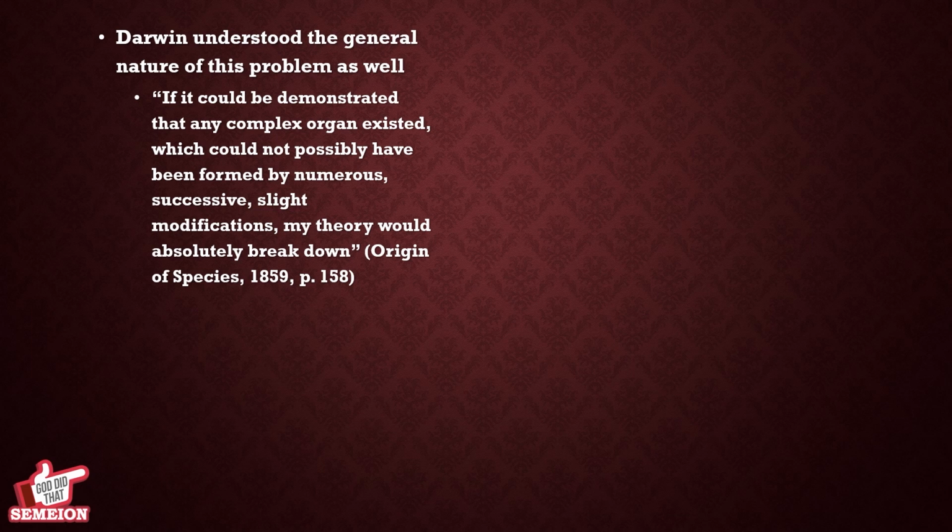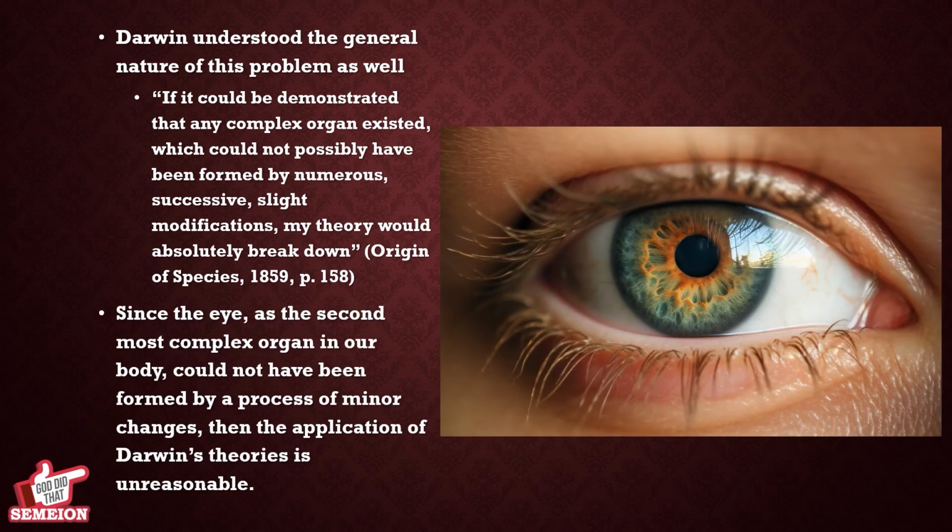Darwin understood the general nature of this problem as well. Quote, "If it could be demonstrated that any complex organ existed which could not possibly have been formed by numerous successive slight modifications, my theory would absolutely break down." Since the eye, as the second most complex organ in our body, could not have been formed by a process of minor changes, then the application of Darwin's theories is unreasonable.